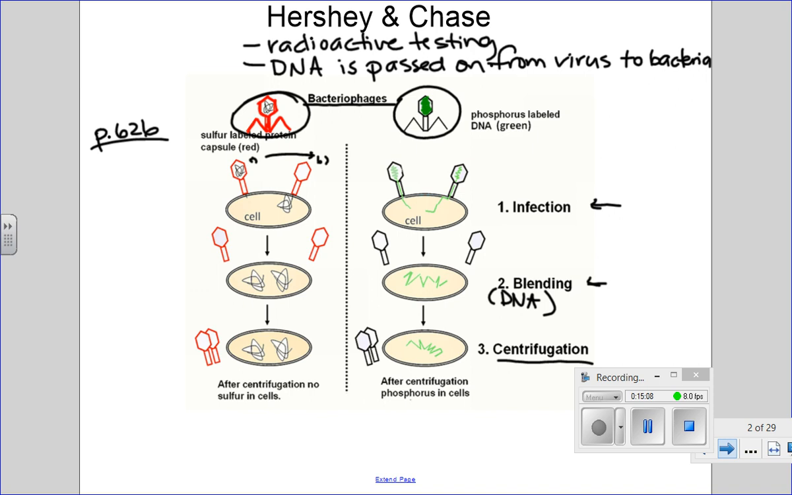What they discovered is at the end of this one, there was no sulfur in cells. So there was nothing inside of the bacteria based on the protein that the bacteriophage was made from. But on this side, the bacterial cells contained phosphorus, which was attached to the DNA. So based on their experiment, the bacteriophage, which is a virus, did not pass on its protein, which was the sort of prevailing idea. It was actually passing on its DNA.